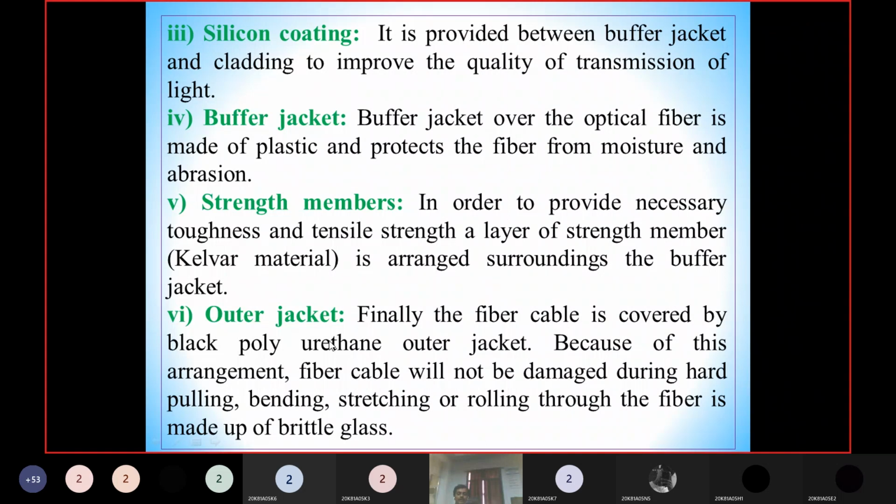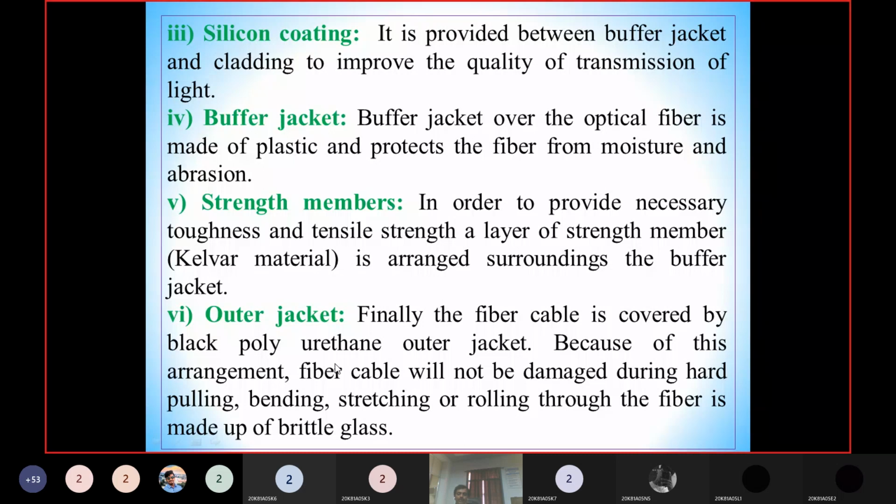Okay, next one is the outer jacket. Finally, the fiber cable is covered by the black polyurethane outer jacket. Because of this arrangement, the fiber cable will not be damaged during hard pulling, bending, stretching, or rolling. Because the fiber core and cladding material is made up of glass, it is very brittle. To protect the core, one more protecting layer is there, that is the outer jacket.